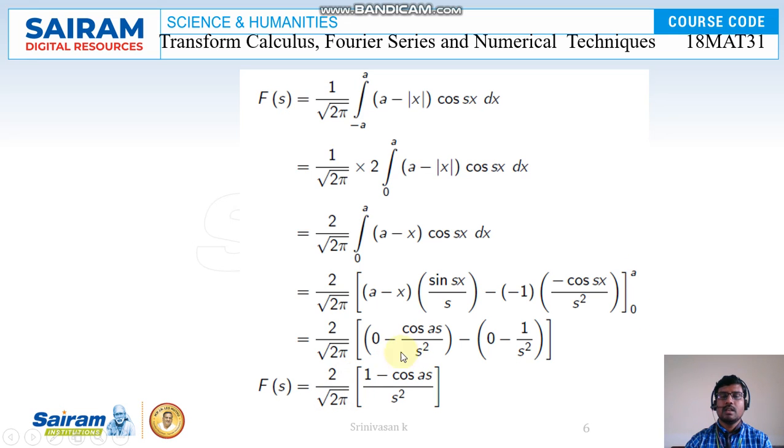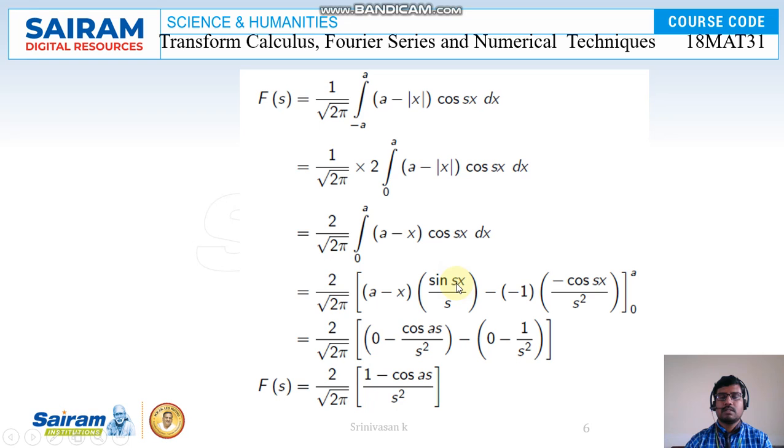Now substitute the upper limit. What is the upper limit here? a. Replace x equal to a: a minus a equal to 0, and 0 into this term is 0. And minus into minus is plus; replacing x equal to a, we get cos as divided by s square. Upper limit minus lower limit. What is the lower limit? 0. Replace x equal to 0.